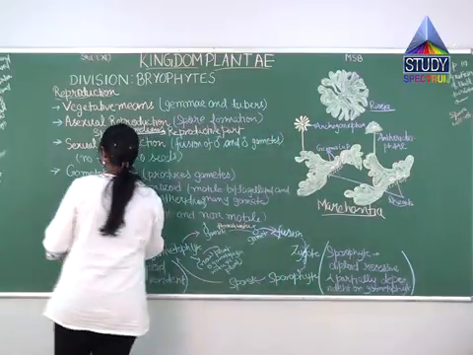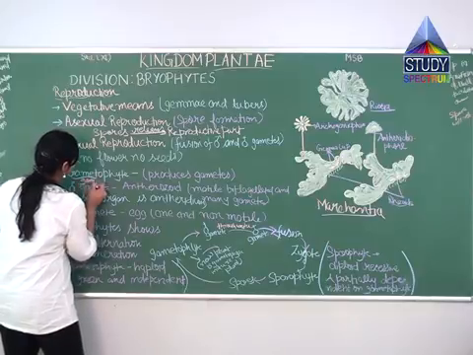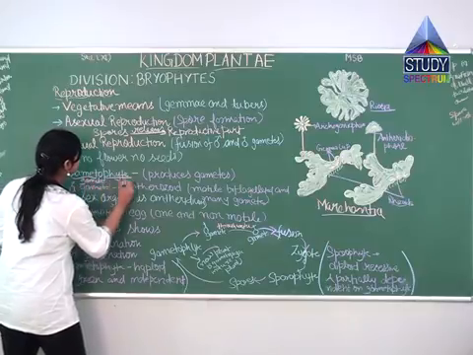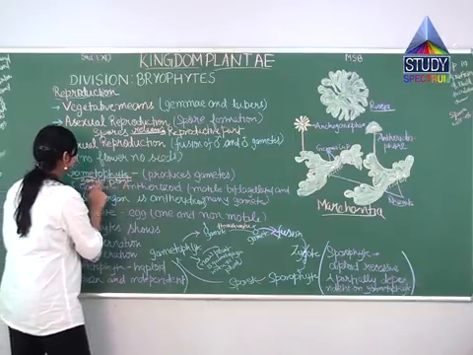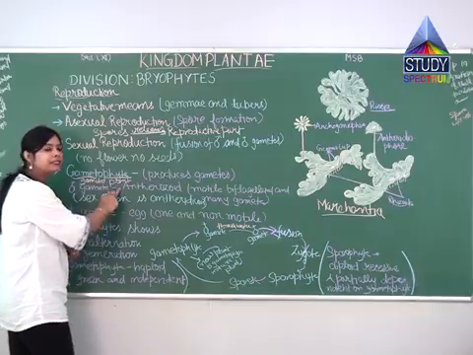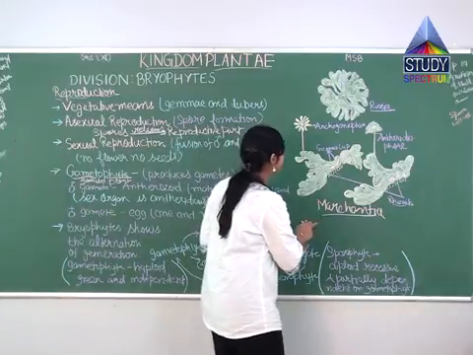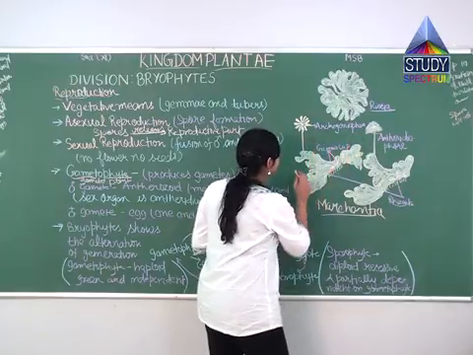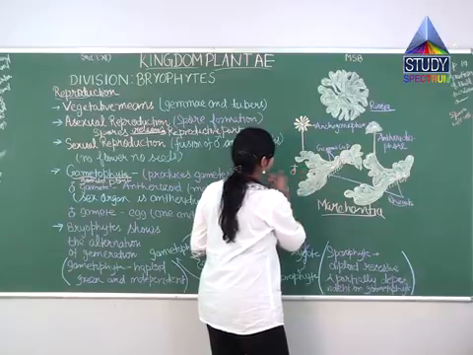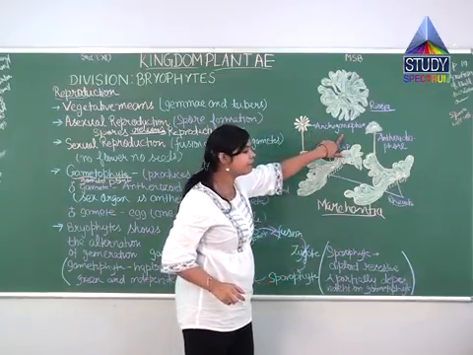Gameto means gamete. Phyte means plant. So here this gametophyte will release the gametes. Take the example of Marchantia. So here it is the archegoniophore. This is a female Marchantia. This is the female plant body. This is called the archegoniophore.